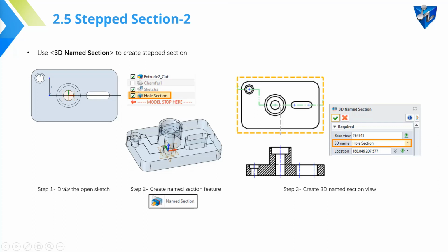So the steps include 3. First, draw the open profile in the sketch, and then create the named section feature in the modeling workspace. And in the end, we use the 3D named section to create the view. So let's check it out inside the software.